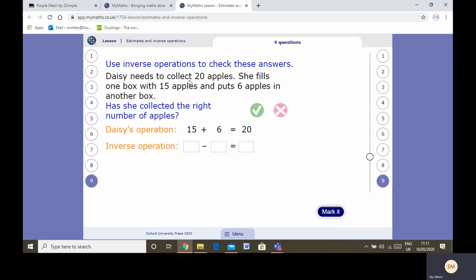Final one. Daisy needs to collect 20 apples. She fills one box with 15 apples and puts 6 in another box. Is she correct? So 15 plus 6 equals 20. 20 minus 15, I can know that 20 minus 15 equals 5. So is she correct? No.